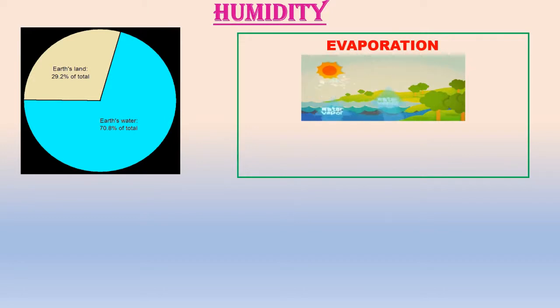Constantly, evaporation takes place. As we can see in the picture, the water is evaporated and it gives rise to water vapor. What do we understand by this water vapor? Water vapor is water in the gaseous form. So continuously this water is evaporated and water vapor rises high in the sky. So we can say that water vapor is always present in the atmosphere.